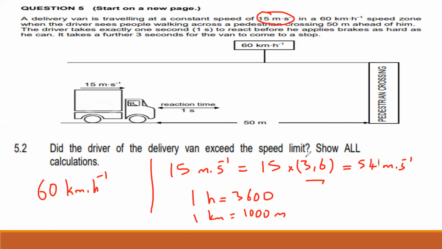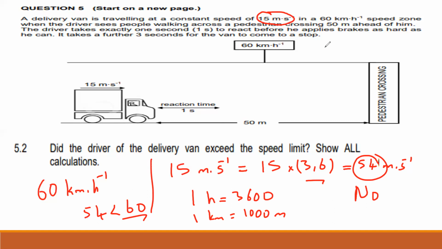We use 3.6 to convert units. From meters per second to kilometers per hour, we just multiply by 3.6, and from kilometers per hour to meters per second, divide by 3.6. So what is our answer? The answer is no, because our speed is 54 kilometers per hour, which is less than 60 kilometers per hour. Done. This is our answer for 5.2.